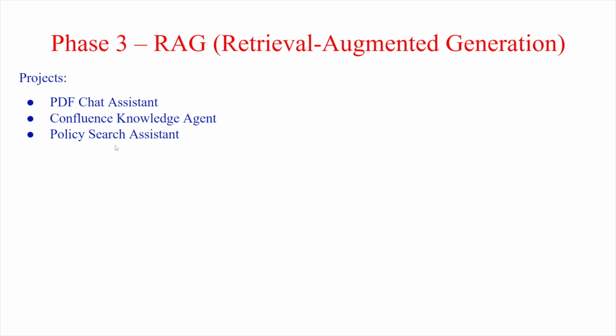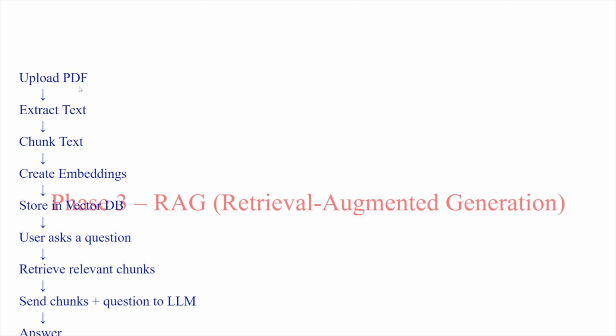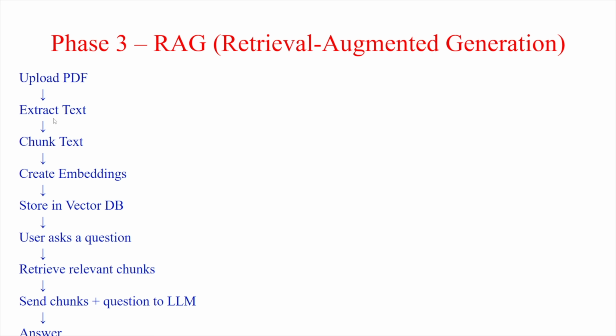Now, for example, the PDF chat assistant or policy search assistant. The policy search assistant will just take the name of the policy that you want to search, and out of 100 policies, you will be able to search the best policy available. Or in the PDF chat assistant, you upload the PDF, the text is extracted and chunked. This is document chunking. Then the embedding is created and stored in the VectorDB. Then the user asks a question. Then the relevant chunk of the chunked text from the document is fetched and sent with the question to the LLM. And the LLM has the power to understand that chunk and give the answer to your question. So that's how RAG is created.